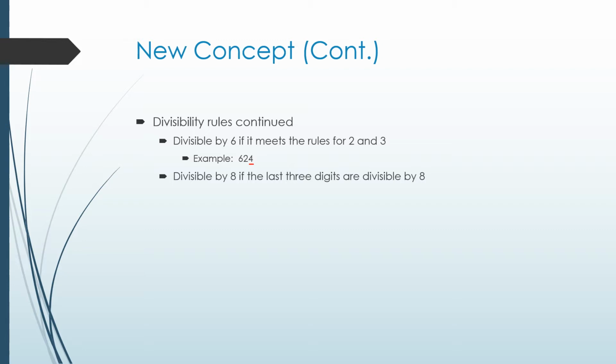8 gets a little bit harder as we get bigger here. It's divisible by 8 if the last 3 digits are divisible by 8. So if I take these last 3 numbers and look at them together and I can divide that by 8, then I know the whole number is divisible by 8.